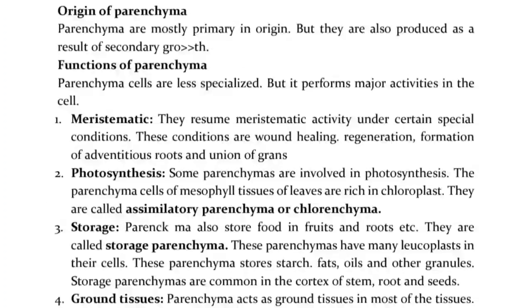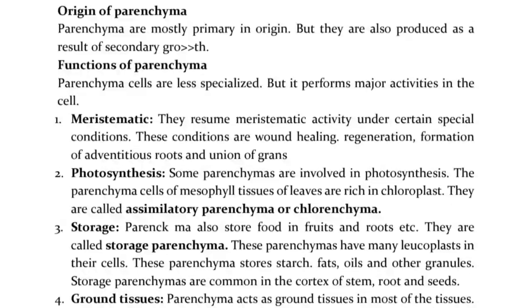Origin of parenchyma. Parenchyma are mostly primary in origin, but they are also produced as a result of secondary growth. Functions of parenchyma. Parenchyma cells are less specialized, but they perform major activities in the cell. 1. Meristematic. They resume meristematic activity under certain special conditions. These conditions are wound healing, regeneration, formation of adventitious roots and union of grafts.